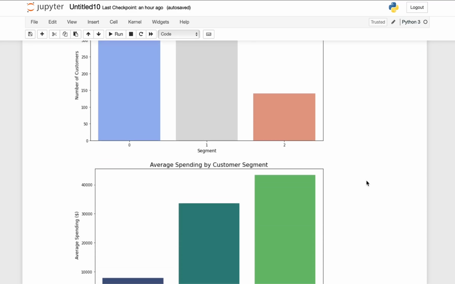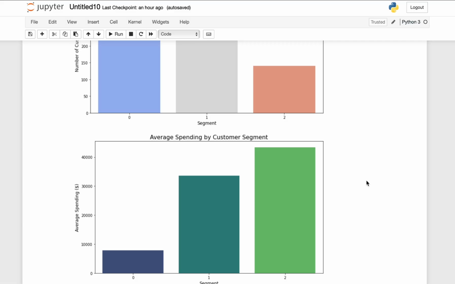Now let's discuss actionable insights. First, high value customers in segment 2 contribute the most to revenue despite their smaller size. We could focus on retention strategies like loyalty programs, exclusive deals, and personalized offers to keep them engaged. When we're talking about moderate spenders, meaning segment 1, we can encourage higher spending through targeted marketing or cross-selling opportunities. We can highlight premium products or bundle deals.